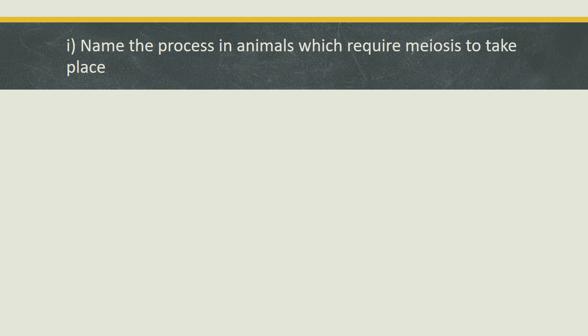Okay, let's start with the first part of the third question, in which you're asked to name the process in animals which requires meiosis to take place. And like I said in the first slide, really you're looking for one word, and hopefully the better answers will be put into a sentence. And the process which requires meiosis to take place is something called gametogenesis.